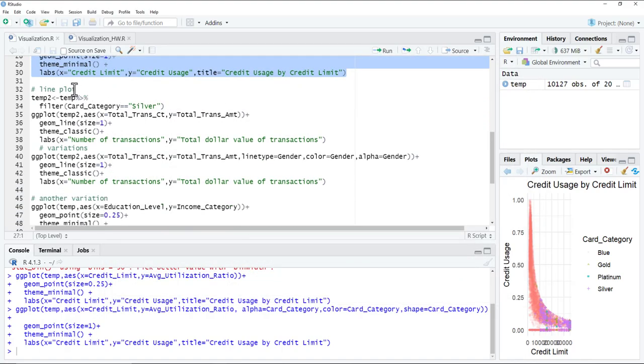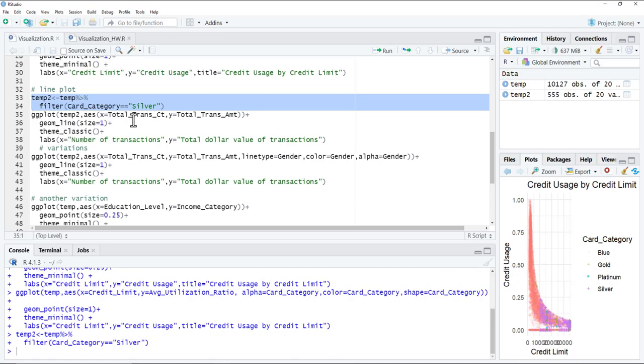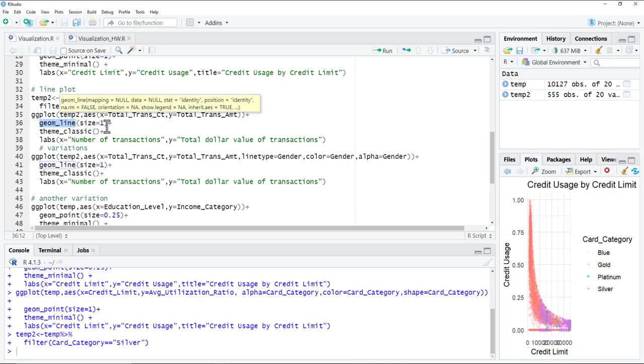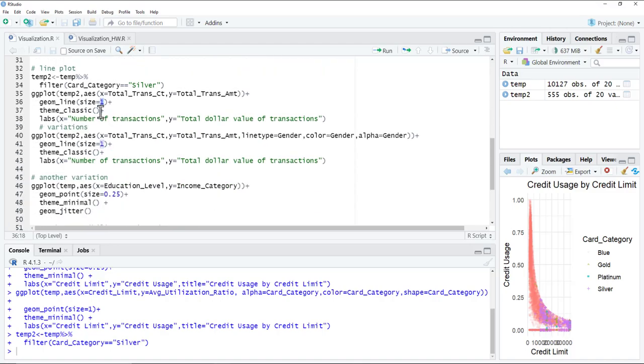Let's try a different one. We're going to do a line plot. I'm only going to look at the silver cards because this line plot is messy, so I want to make it at least somewhat usable here. So filter, only keeping the card category that is silver. And the same sort of plot here. The difference here is the line, so I'm doing geom_line as a line plot, and I changed the size of the line. Notice up here it was 1, up here it was 0.25, so I just changed it again.